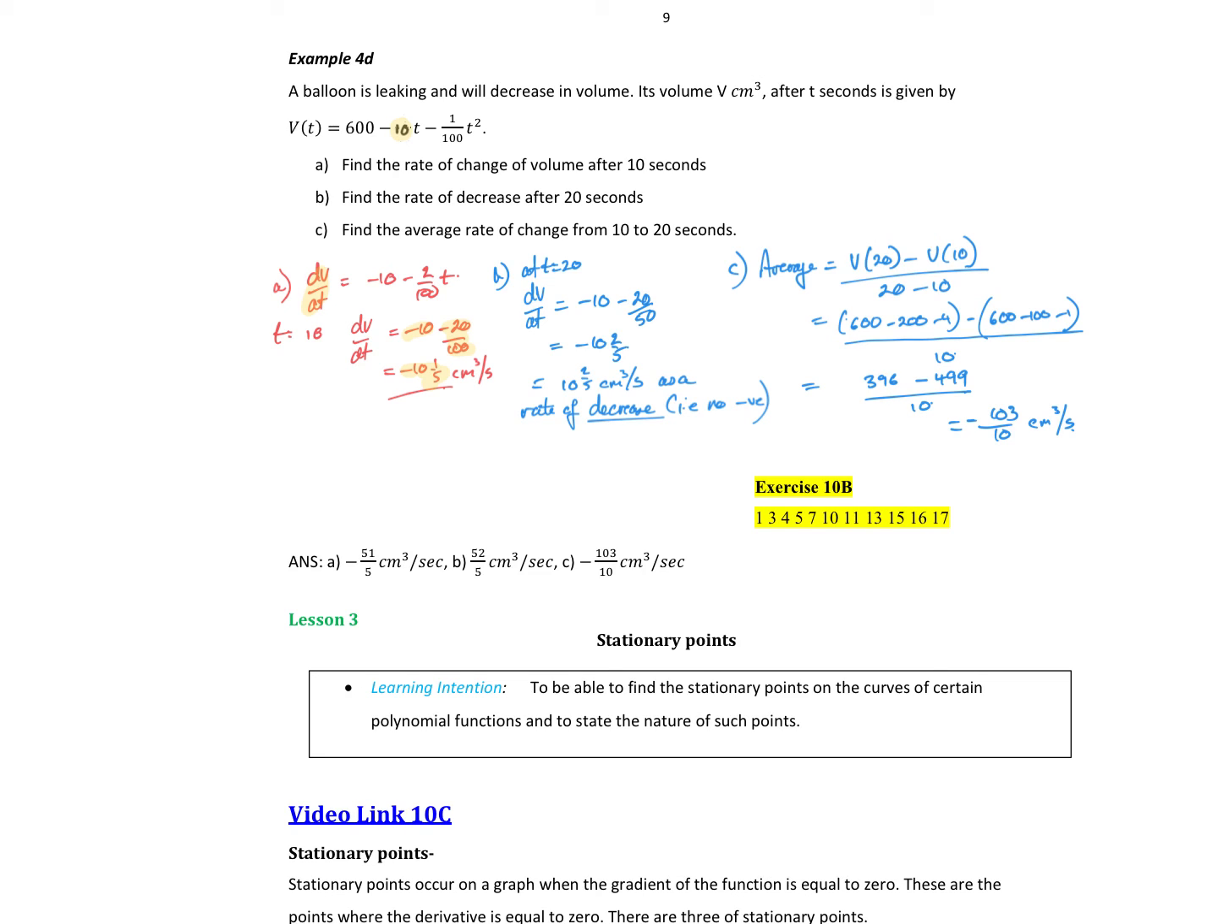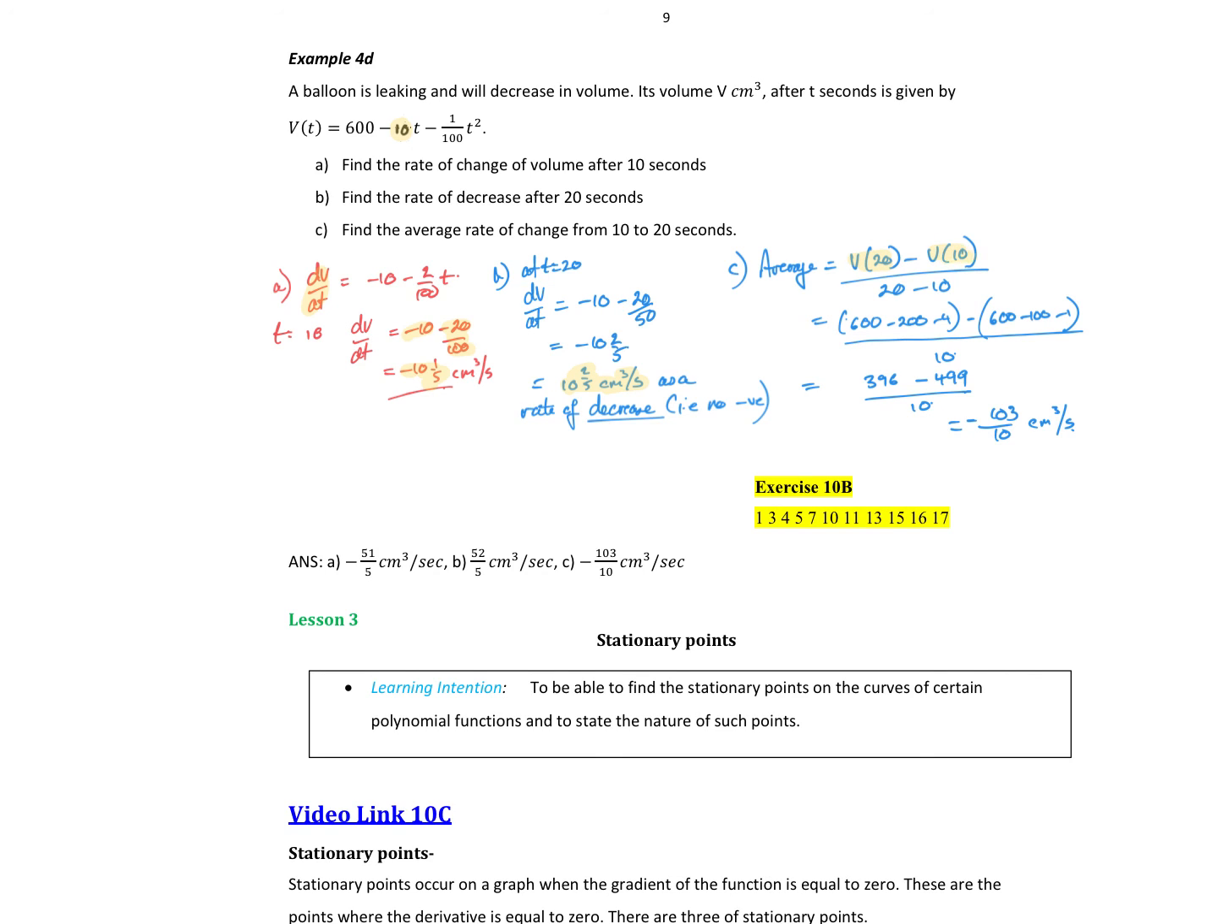So the rate of decrease, again, the change in dV/dt after 20 seconds. So at t equal to 20, put that into the same rule. And I'm going to have negative 10 minus 40 on 100, which is negative 10 and 2/5. But because we've been told it's a rate of decrease, our answer is positive, because a decrease itself implies a negative value, yeah? So it's positive 10 and 2/5 centimeters cubed per second, all right?